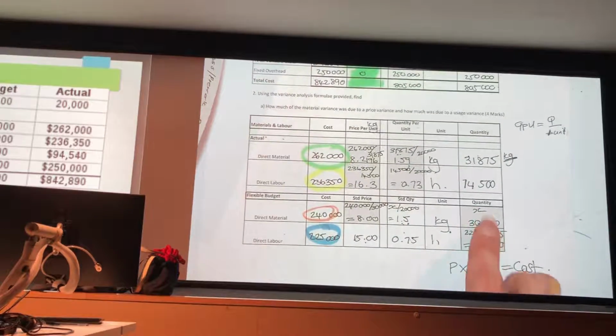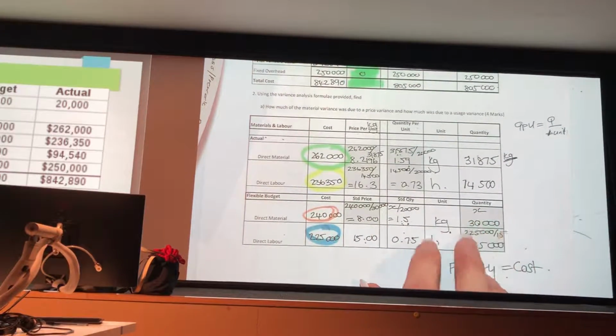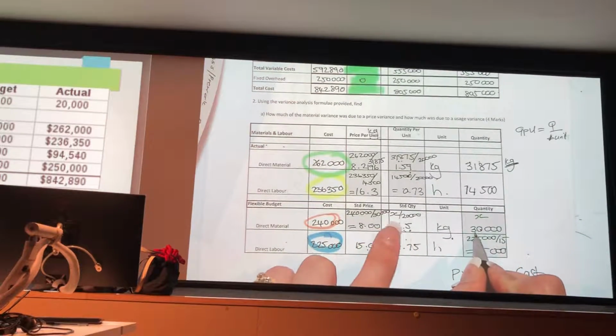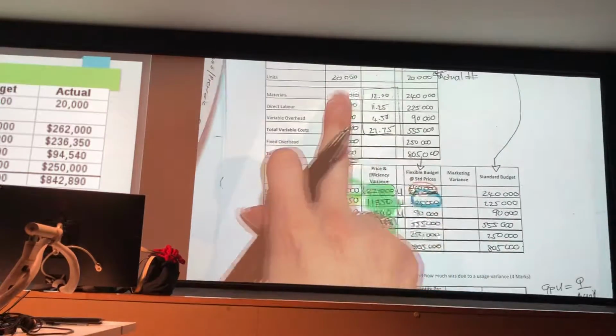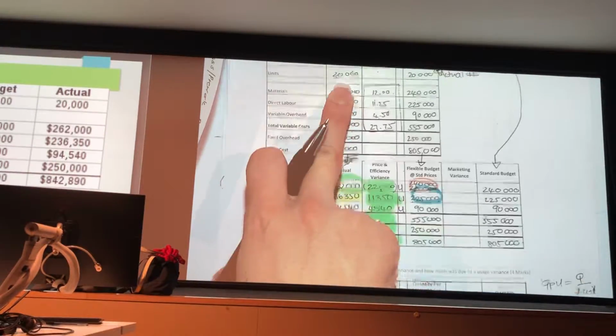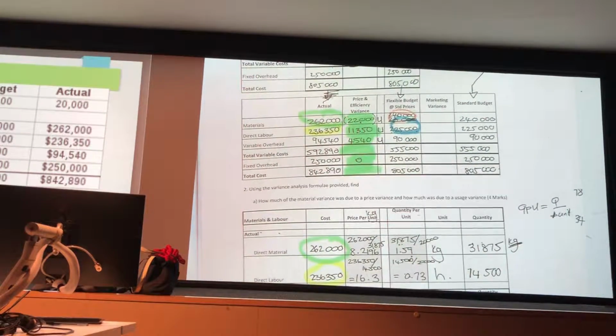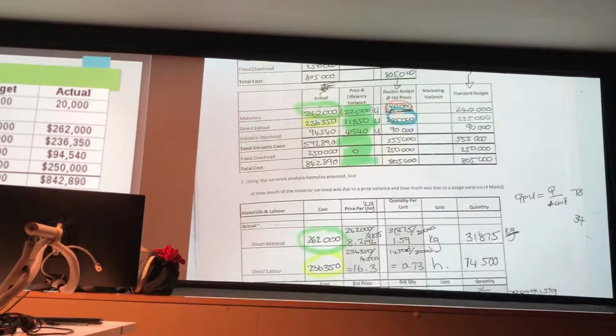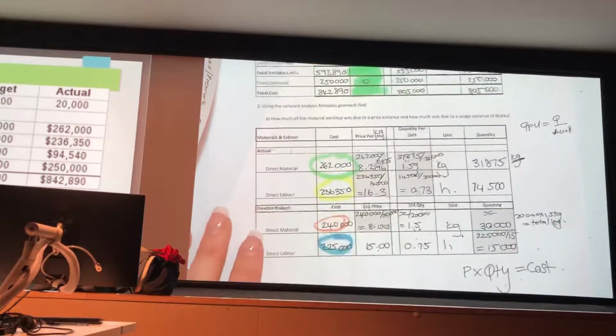This one? So the 30,000 is X, and it's basically just this 8. So you made 20,000 units, right? And each unit takes 1.5 kilograms. So 30,000, you made 20,000 units. There's 20,000 units. And every unit uses 1.5 kilograms. So 20,000 times the 1.5 kilograms gives you total kilos. Okay?